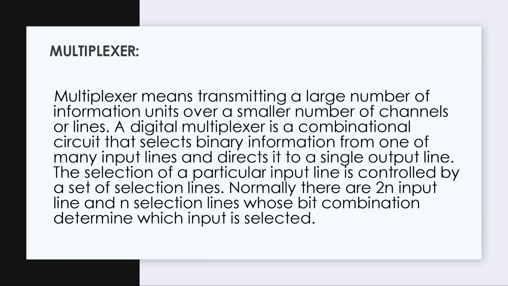Multiplexer means transmitting a large number of information units over a small number of channels or lines. A digital multiplexer is a combinational circuit that selects binary information from one of many input lines and directs it to a single output line. The selection of a particular input line is controlled by a set of selection lines. Normally, there are 2^n input lines and n selection lines whose bit combination determines which input is selected.